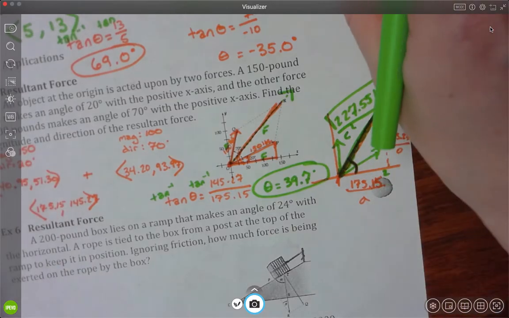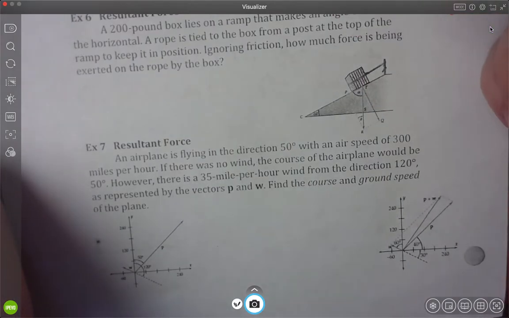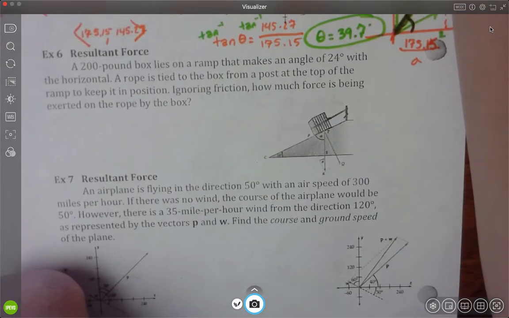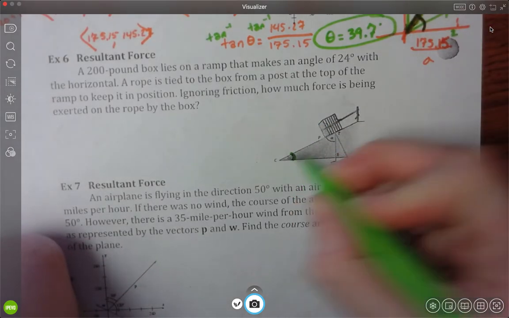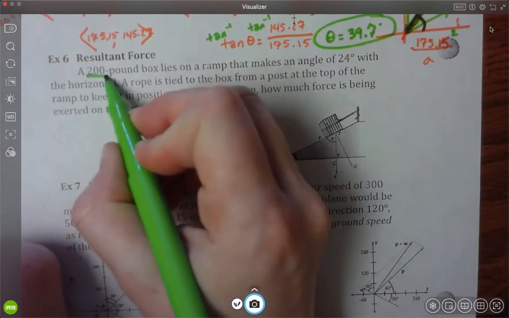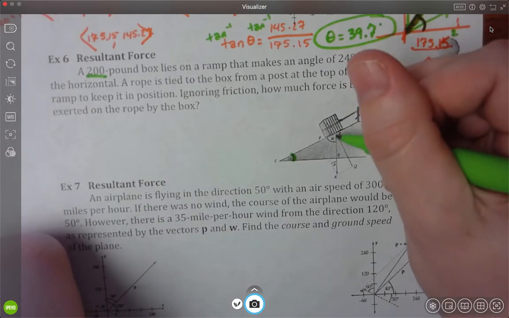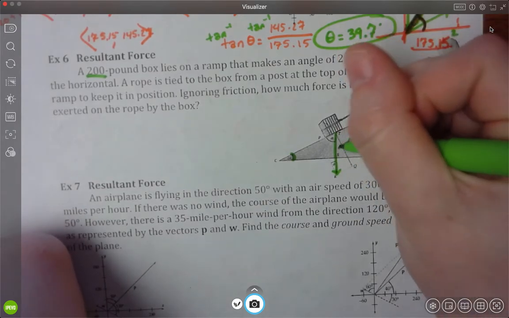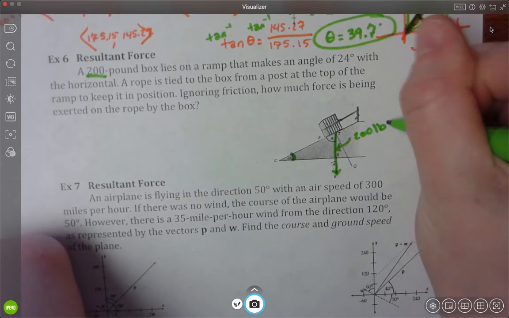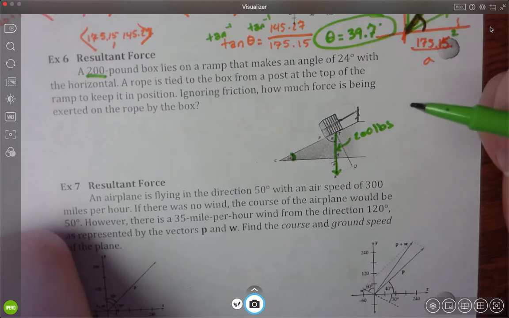Let's do example 6, okay? A 200-pound box lies on a ramp that makes an angle of 24 degrees with the horizontal. So they've labeled 24 degrees here, okay? If it is a 200-pound box, that means that 200 pounds of force is being pulled upon it in the vertical direction. So this vector here is going to be 200 pounds of force. So 200 pounds. A rope is tied to the box to form a post at the top of the ramp to keep it in position.